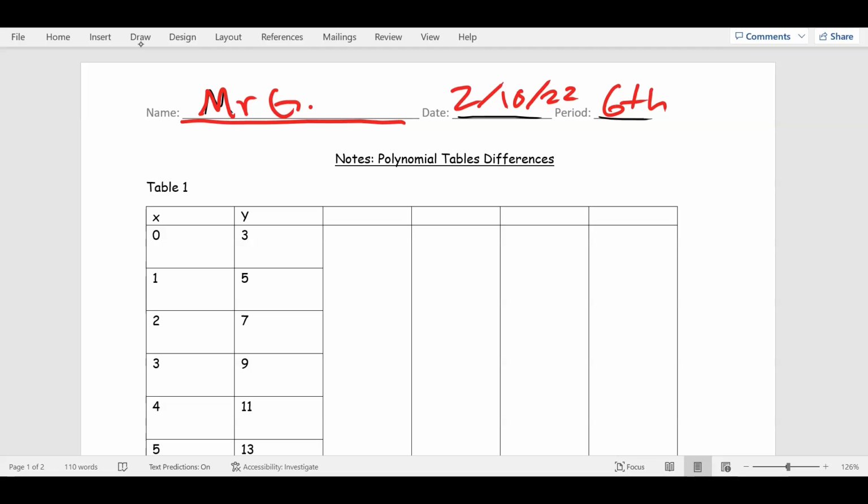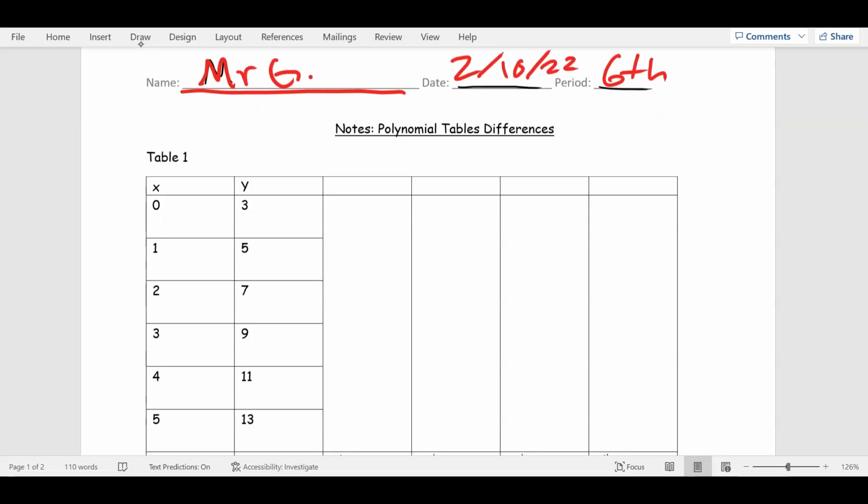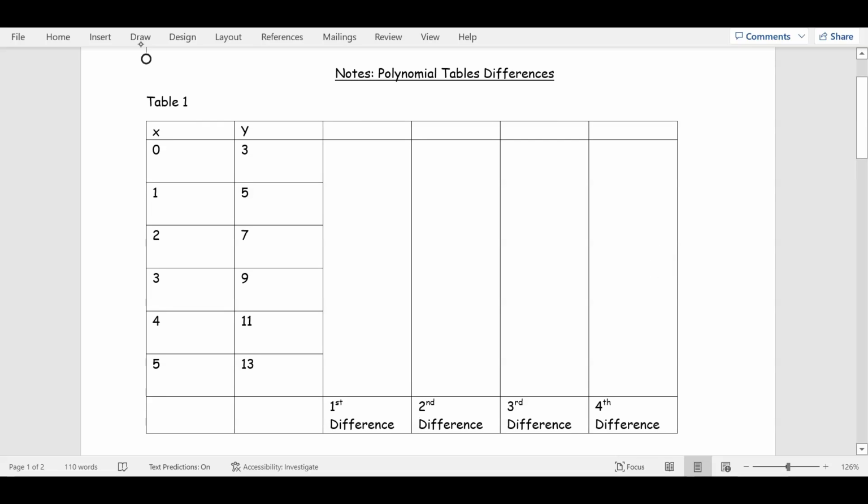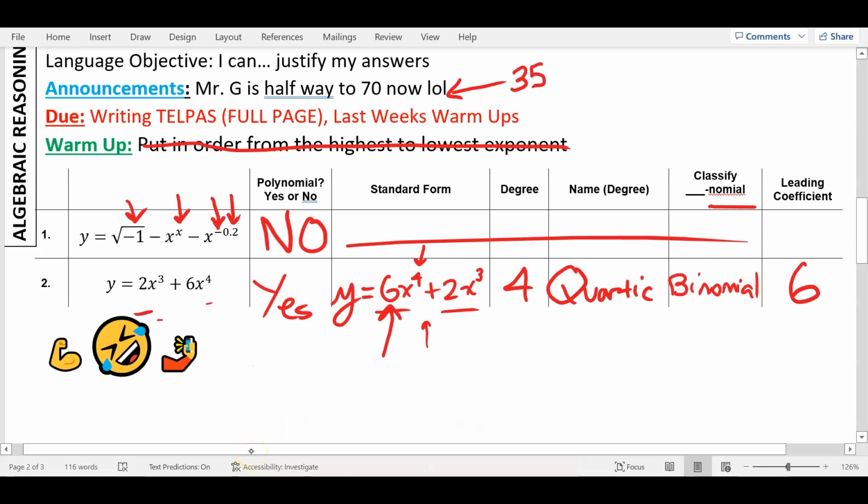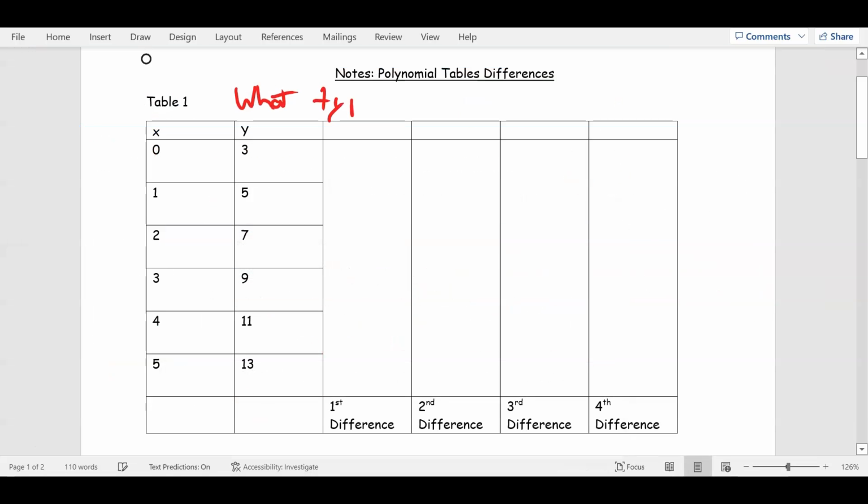All right, let's do these notes, okay? Now, what we're doing in here is when we're given a table, we should be able to find out what kind of function it is. So, what type of function? Now, if you remember from our warm-up, the type of function is the name of the function, okay? So what type of function is this, okay?